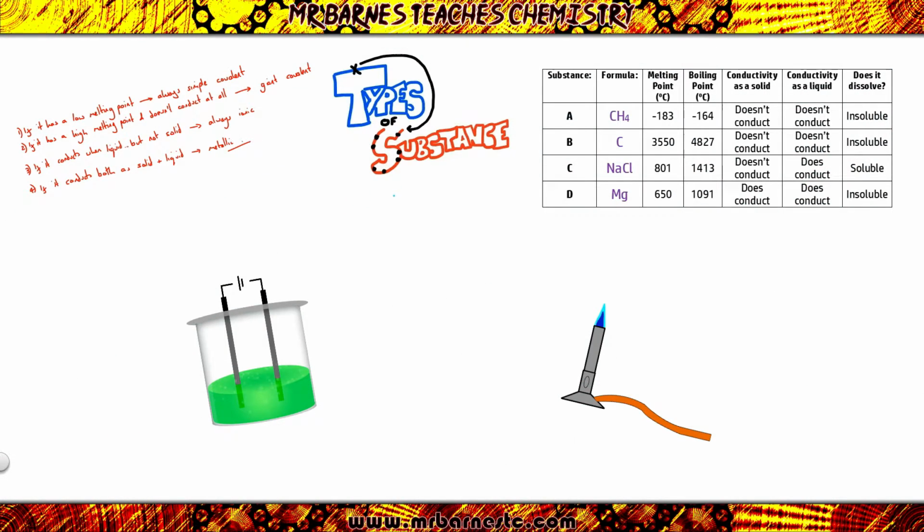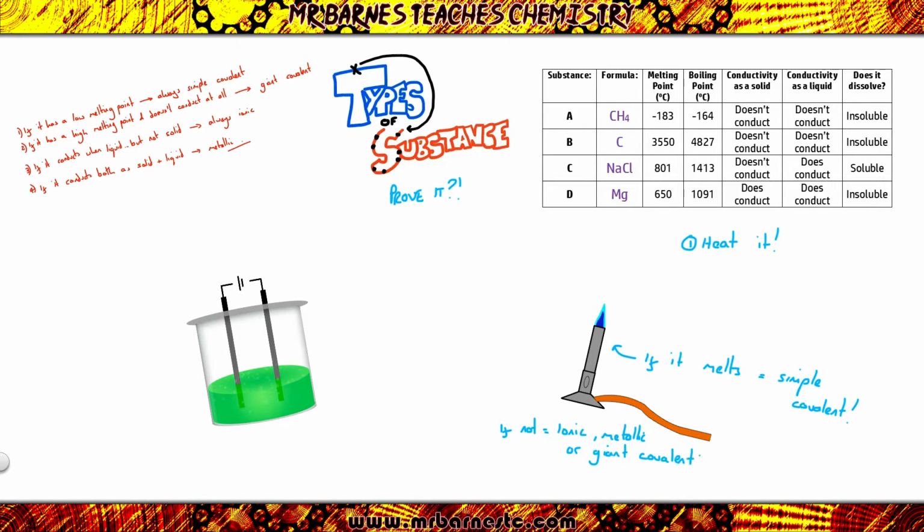So how can we do an experiment to prove this or to find out what type of bonding is going on? I would always suggest your first step is to heat it up, whatever your substance is. If it melts pretty quickly, it's going to be simple covalent. If it doesn't, it's got a high melting point, so it's going to be ionic, metallic, or giant covalent.